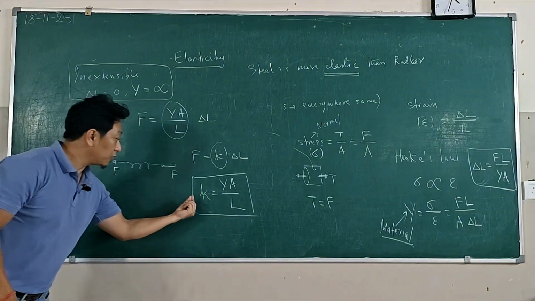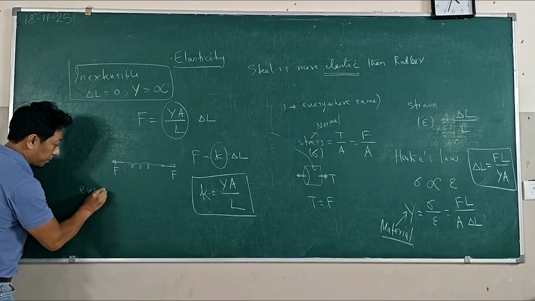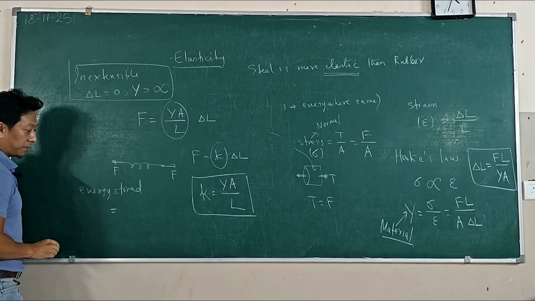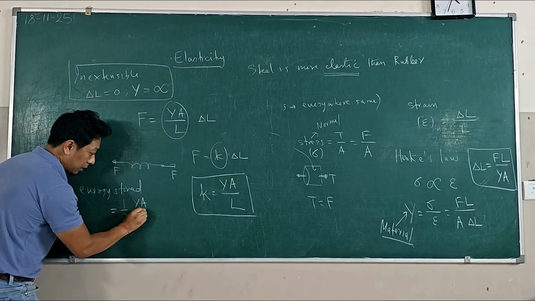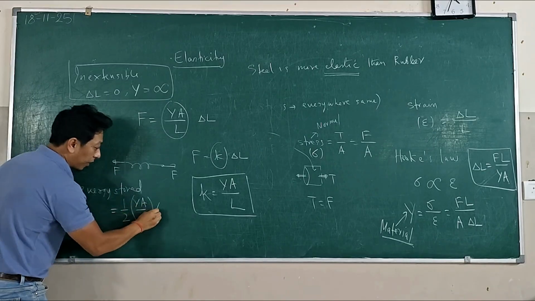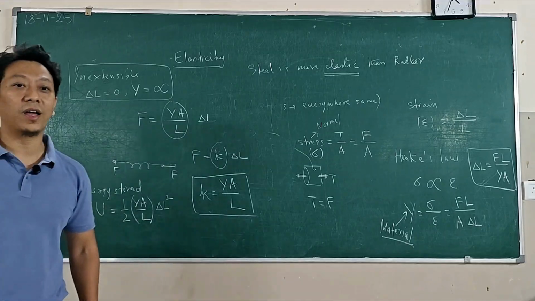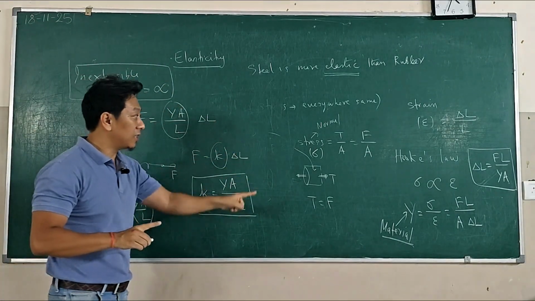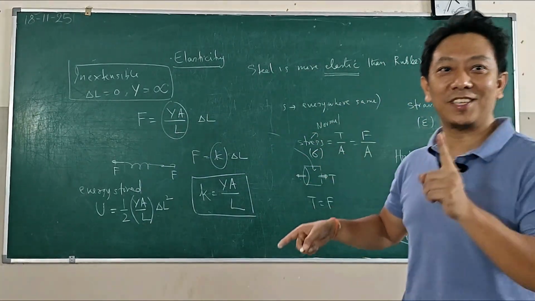What is the advantage of knowing this? Because now energy stored, how can you write? Energy stored is half K X square. So this is the formula for energy stored in a what? Stretched wire. Again and again I am telling, all this is under the assumption that at every point stress is same.